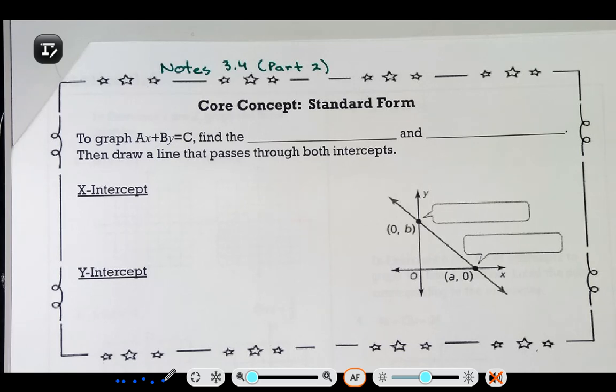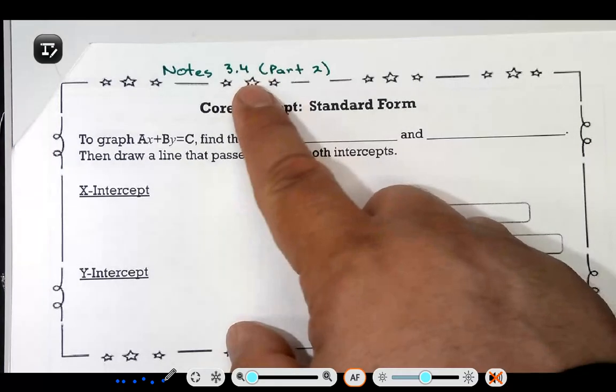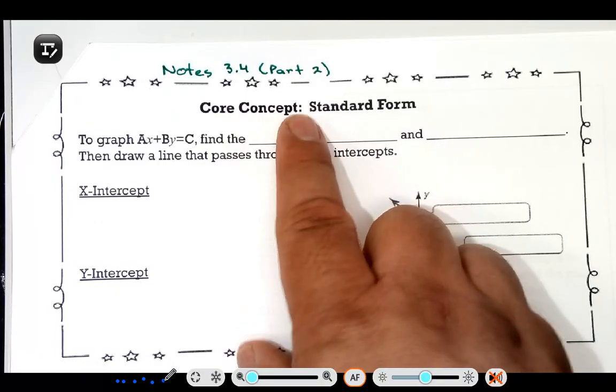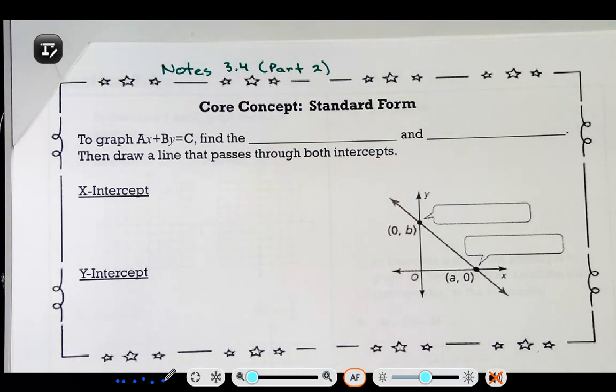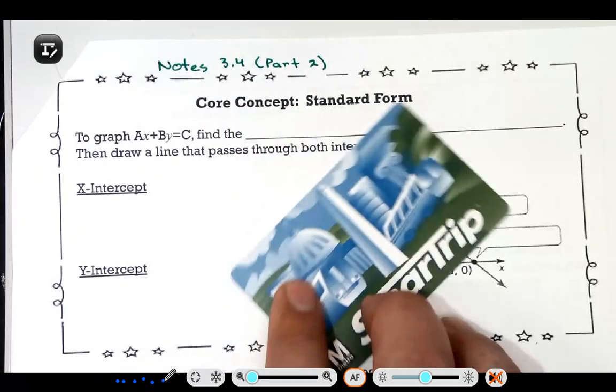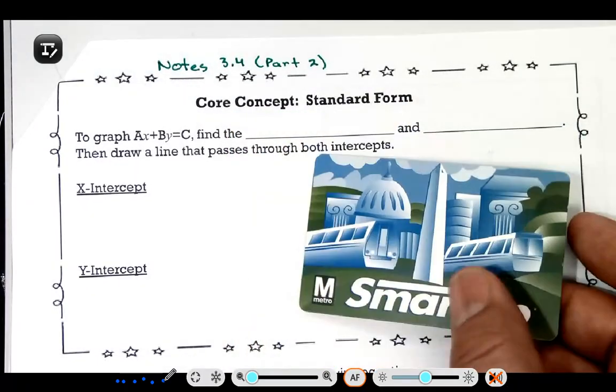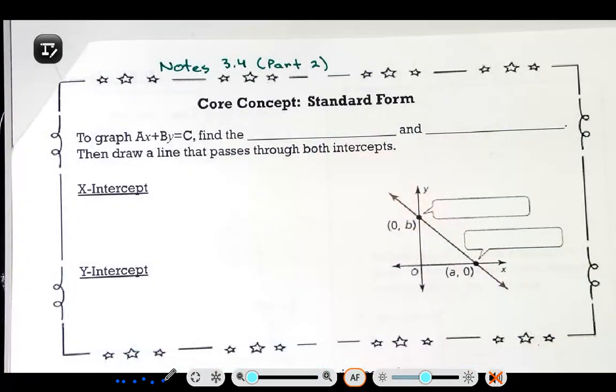Good morning, everybody. Today we are going to be finishing up Notes 3.4, so we're going to call it Notes 3.4 Part 2. Today we are going to be drawing our own lines, so make sure you have something to make a straight line, whether it's an old Metro card that you found, or of course, a ruler if you have one, but more importantly, your ID or anything to help you make a straight line. All right, so here we go.